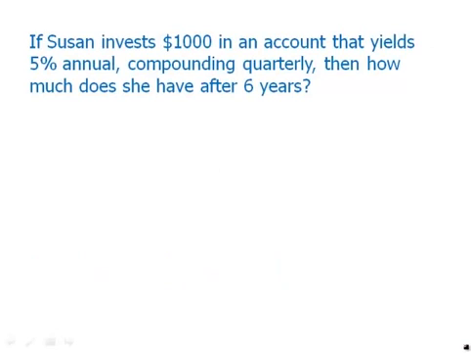Here's another problem. If Susan invests $1,000 in an account that yields 5% annual compounding quarterly, then how much does she have after 6 years? Again, don't worry about getting an exact dollar amount. Just see if you can build the correct formula. You can pause the video here and work on this.